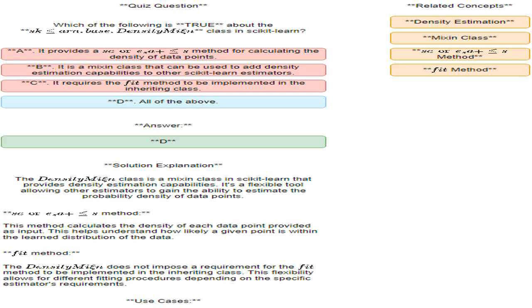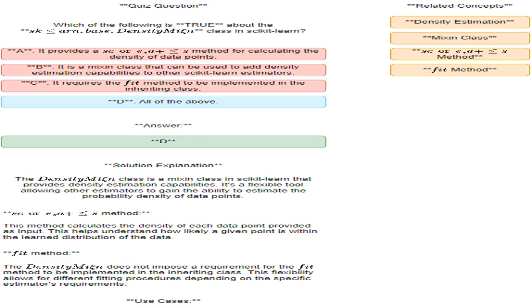Which of the following is true about the sklearn BaseDensityMixin class in scikit-learn? A. It provides a score_samples method for calculating the density of data points. B. It is a mixin class that can be used to add density estimation capabilities to other scikit-learn estimators. C. It requires the fit method to be implemented in the inheriting class. D. All of the above.